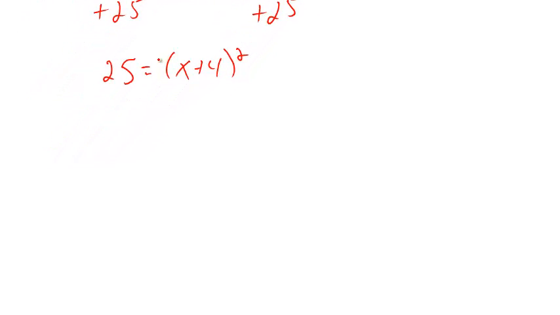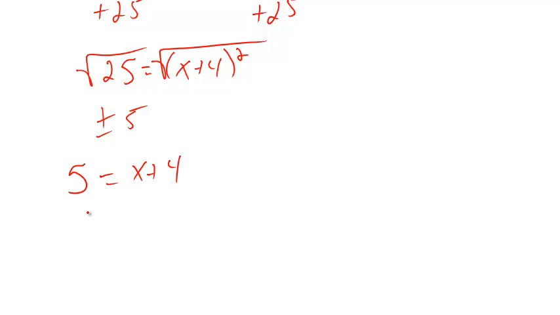Now we need to take the square root of both sides to get x plus 4 by itself. So the square root of 25 is plus or minus 5. That's going to give us 5 equals x plus 4, as well as negative 5 equals x plus 4. Okay, this and this. Alright, so now let's solve for x, both x's.